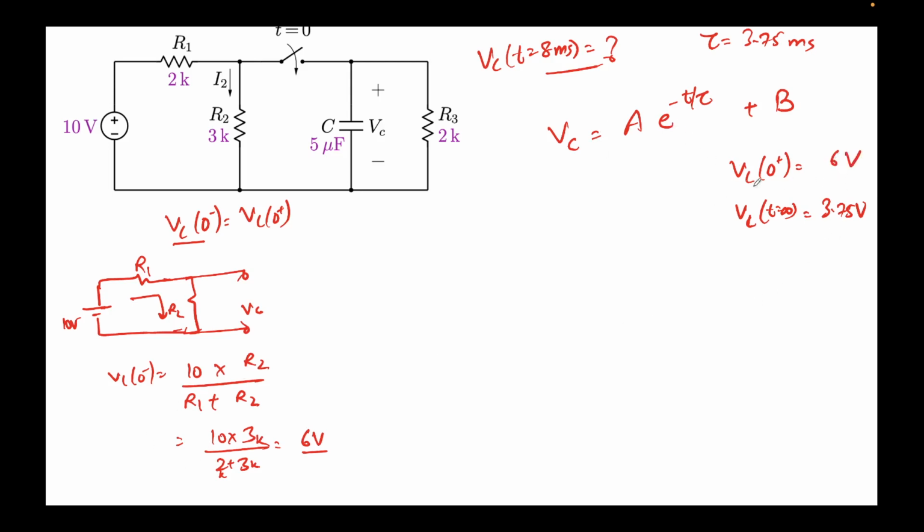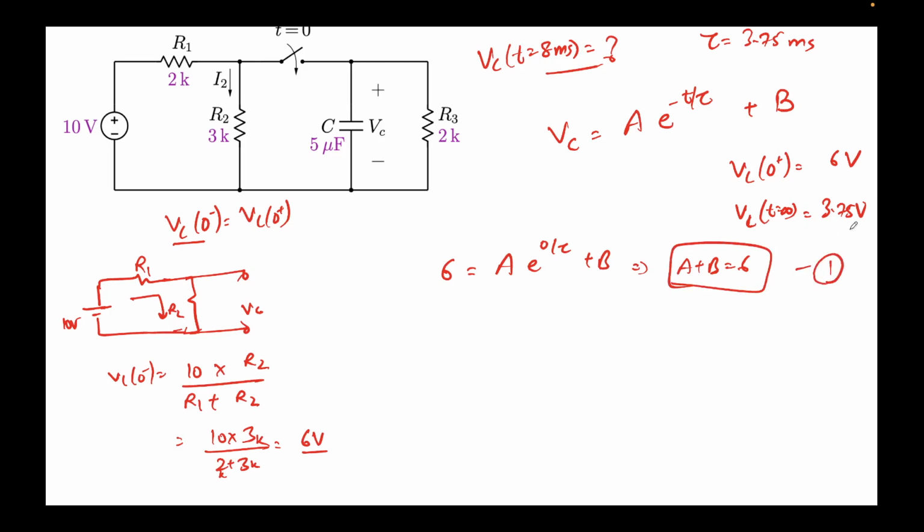Now we'll just put in the values over here. So when Vc 0 plus is 6 volts, so I'll write 6 equal to a e to the power 0 by tau plus b. So e to the power 0 is nothing but 1. So a plus b is 6. This is my first expression.